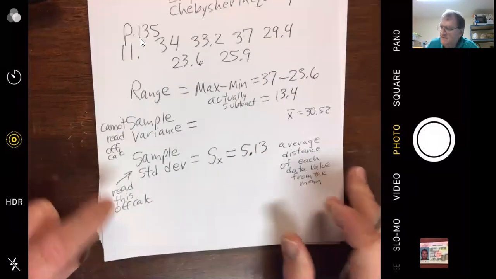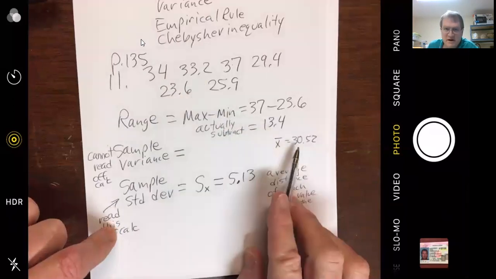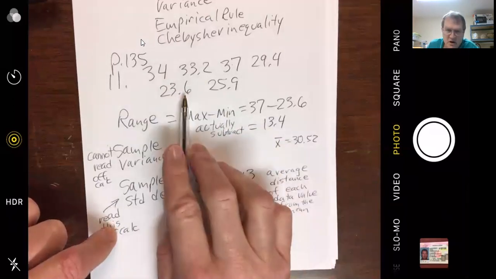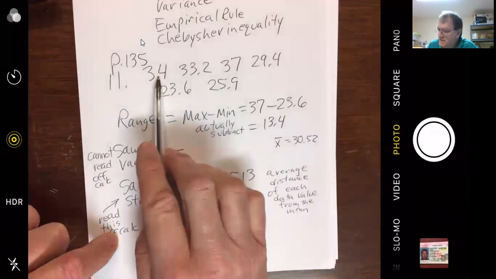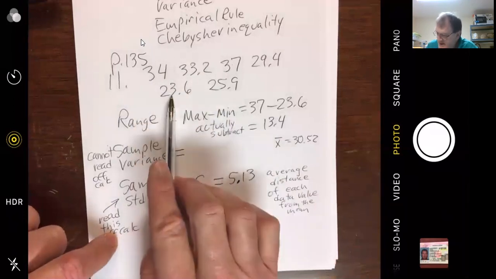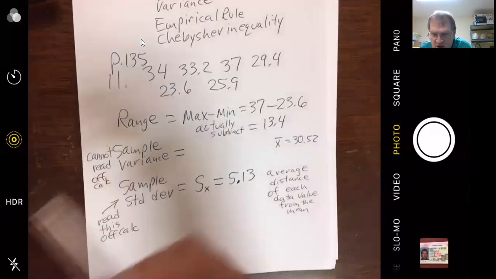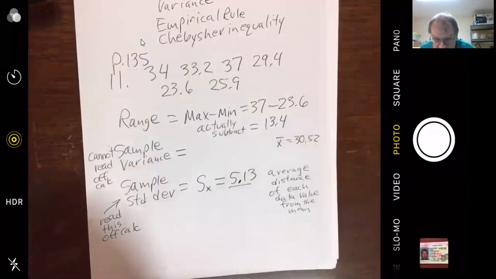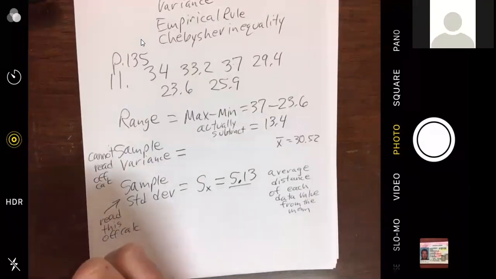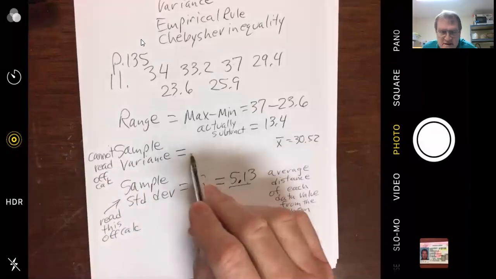All right, so you see how 34, you're roughly four above, 33, you're roughly three above, 23, you're like seven below, 20, you're about five below, maybe six or four below here. So being four above, three above, seven below, four below, those changes average out to 5.13. Does that make sense? Yes, thank you. Okay.